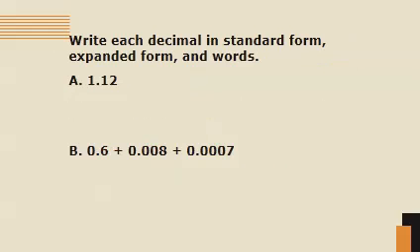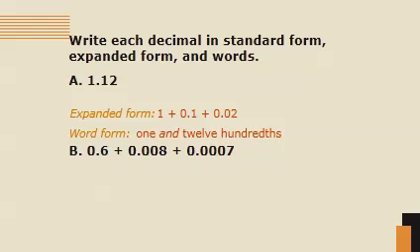Another example: write each decimal in standard form, expanded form, and in words. We already have it in standard form, it's 1.12, so we need to write it in expanded form. So the whole part alone, which is 1, plus 0.1 plus 0.02, because the 1 is in the tenths and the 2 is in the hundredths. In the word form, this is said as 1 and 12 hundredths.